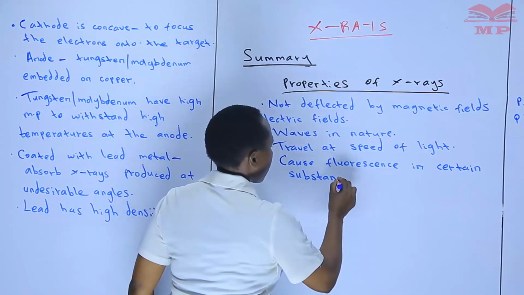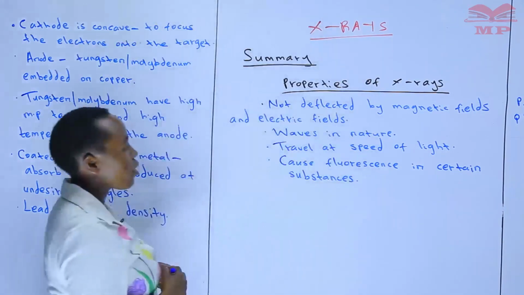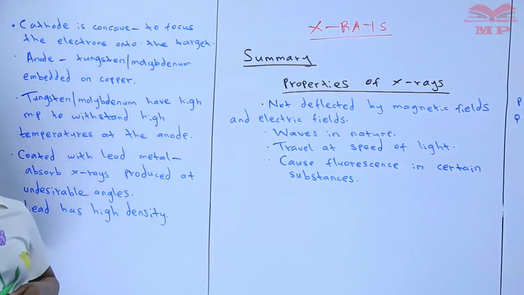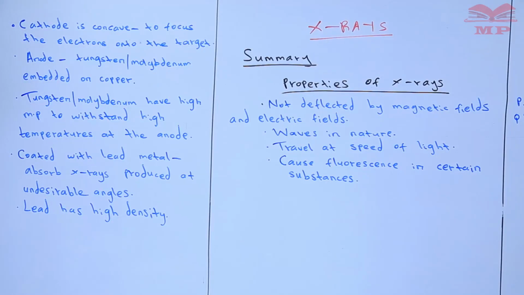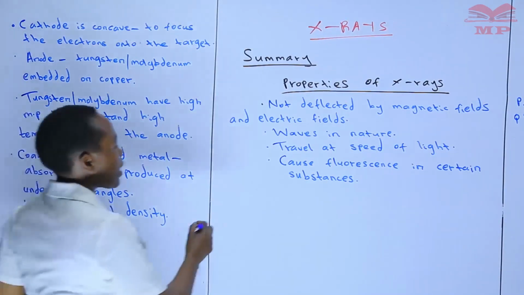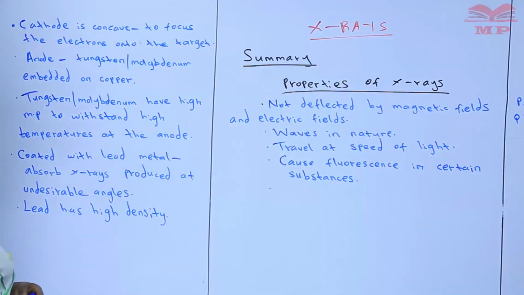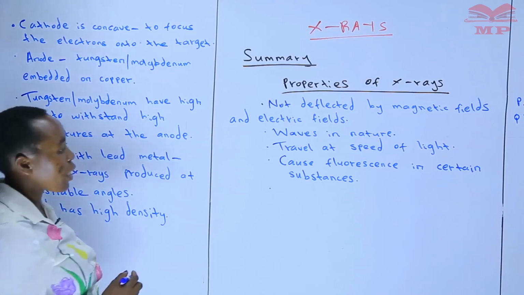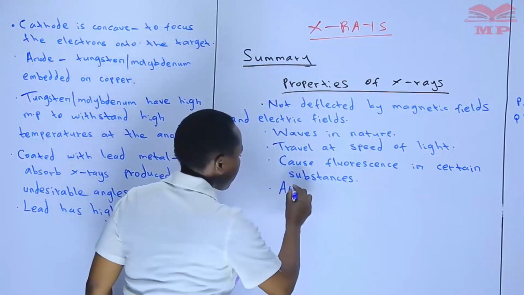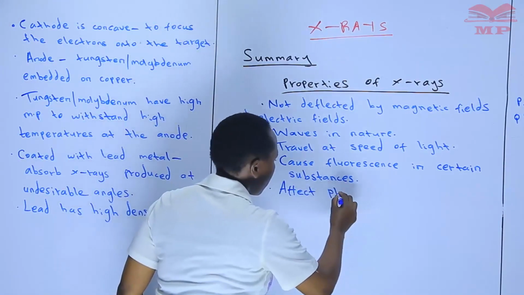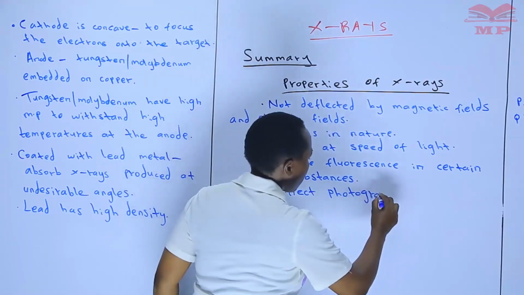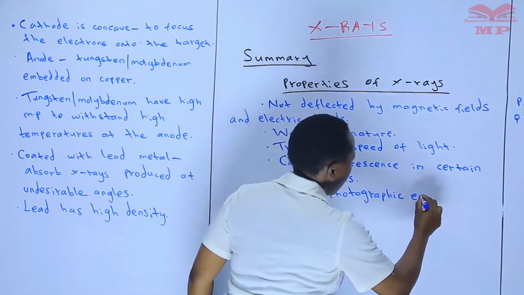Like the zinc sulfide, they cause fluorescence in certain substances. That is another property of the X-rays. Then we also say that X-rays affect photographic emulsions.